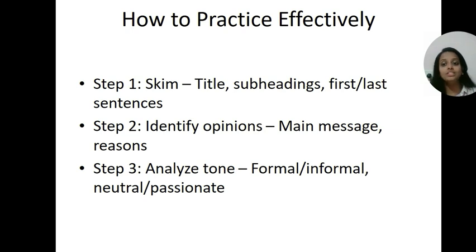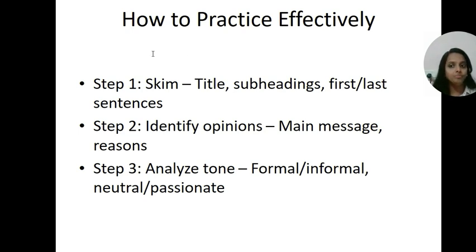The second one is identify the main opinions, the main message, and reasons. Once you have got the big picture, you have to go deeper. Ask yourself, what's the writer's main message? Are they supporting something? Are they arguing against it? What are their main reasons? All these things you have to ask yourself.